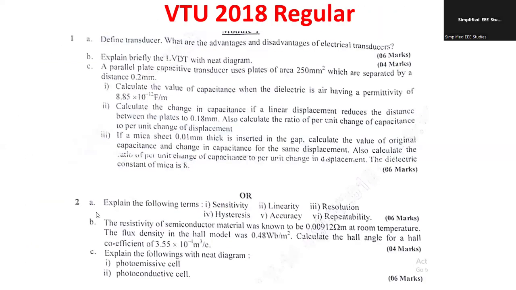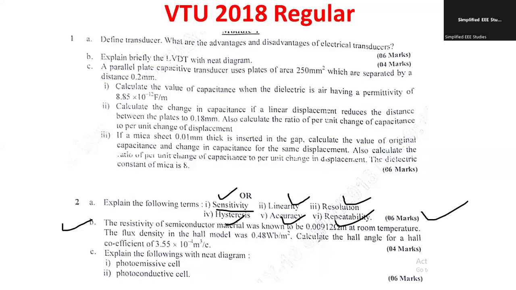Question number 2A. Explain the following parameters: sensitivity, linearity, resolution, hysteresis, accuracy, repeatability. So one sub question carries 1 mark. 1 into 6 is nothing but 6 marks. You have to write the proper definition, then equation if necessary. Also some units, especially sensitivity, you can mention the unit. Similarly, if unit is available, you can mention the unit. Otherwise, it's like a unitless quantity.